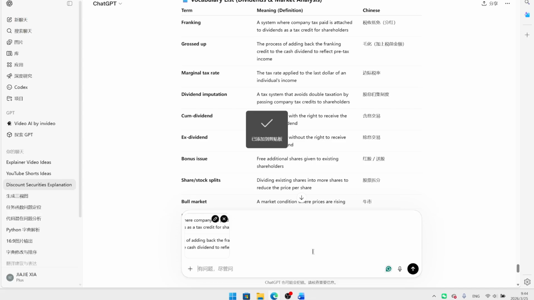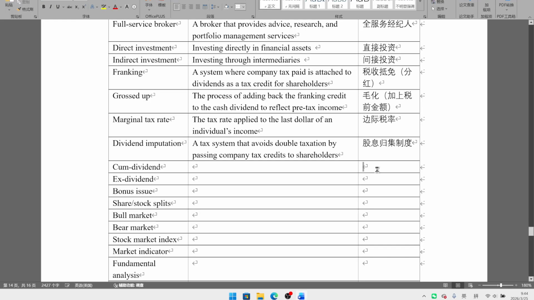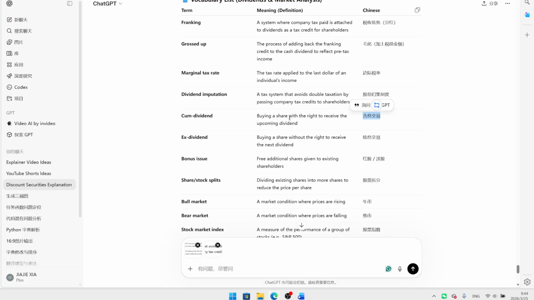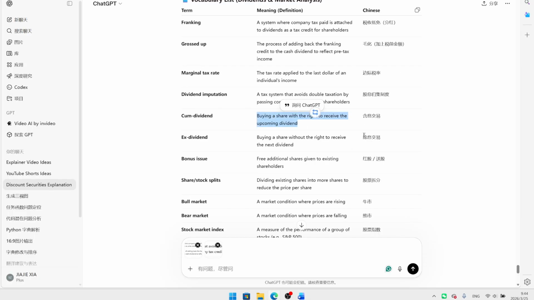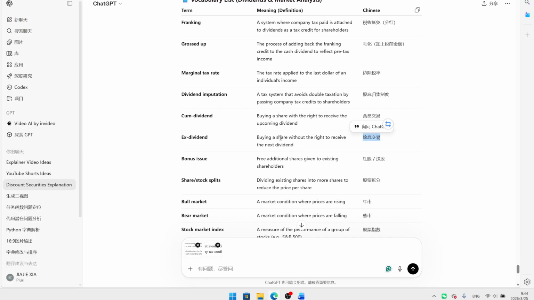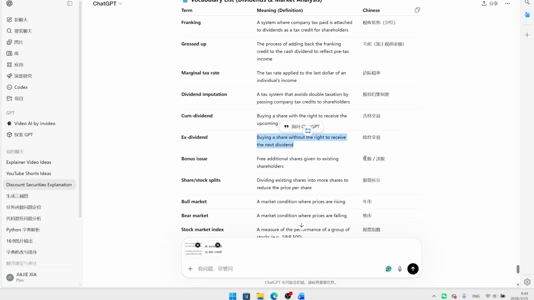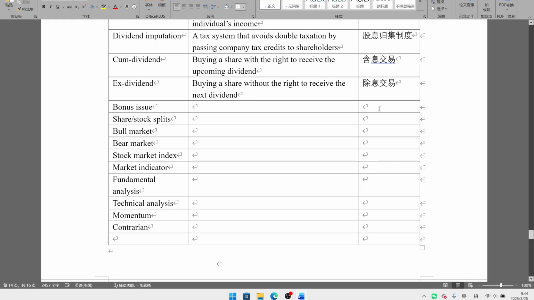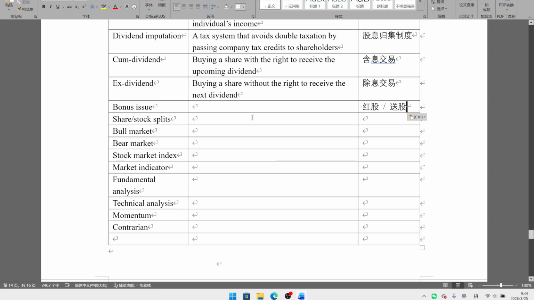Yes, still don't know, curious about that. Cum dividend is buying a share with the right to receive the upcoming dividend. Ex dividend is buying a share without the right to receive the next dividend. Bonus issue is free additional shares given to existing shareholders.